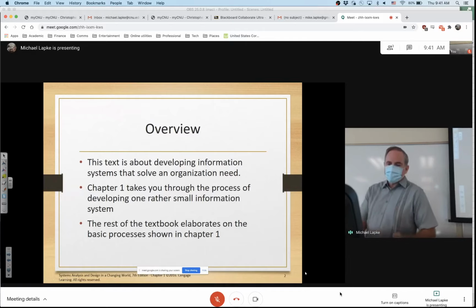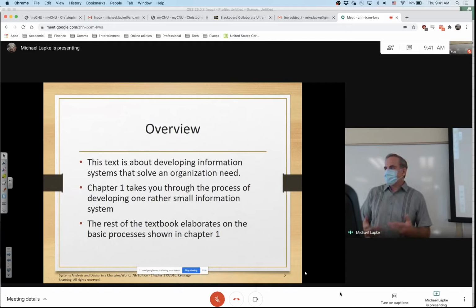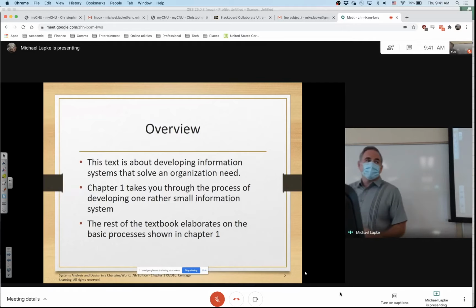All right, so as I said before, this first chapter goes through kind of a shorthand development of a smaller information system. Again, something you might be familiar with, developing a small application. And then as the textbook goes on, we go into much more detail, and the types of systems we'll be building will become larger and more complex, and you'll start to see the value of this process that we're doing in analysis and design.